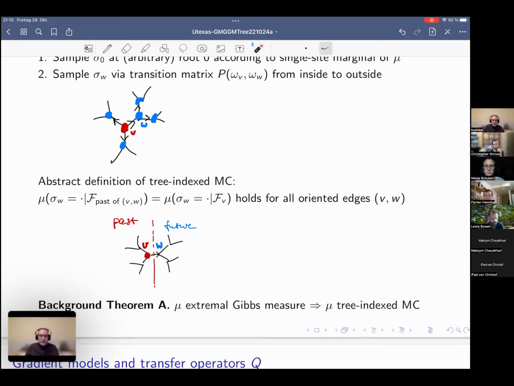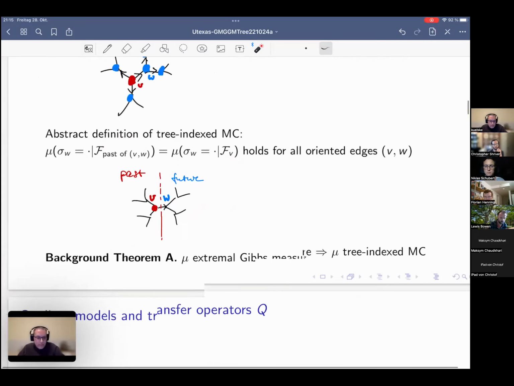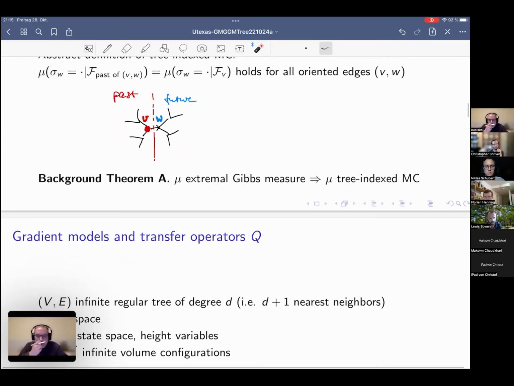And this means if this is true, you can describe it by this thing. This is effectively a transition matrix. Okay, so there's one abstract theorem which comes from a play with tail triviality in the 0-1 law, and this is the following. If mu is an extremal Gibbs measure, it is necessarily a tree index Markov chain.